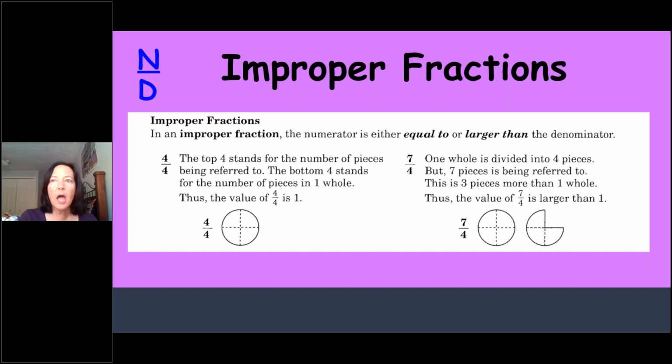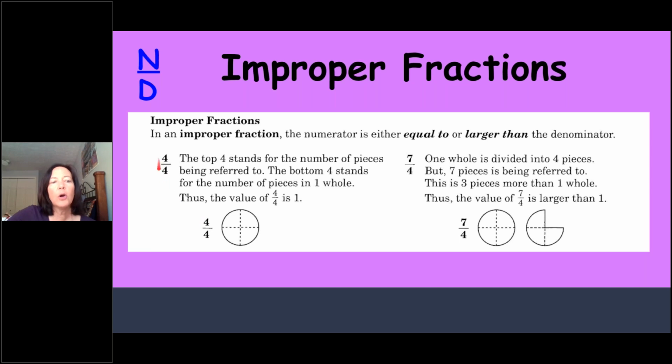And when you move along and you're working in algebra and linear algebra, you're going to see there are times when we might actually prefer the fraction to be an improper fraction. But in most fraction lessons where we're just practicing adding, subtracting, multiplying, and dividing, you're going to be asked to not leave it as an improper fraction, but to change it into a mixed number. So, here are the examples of an improper fraction.